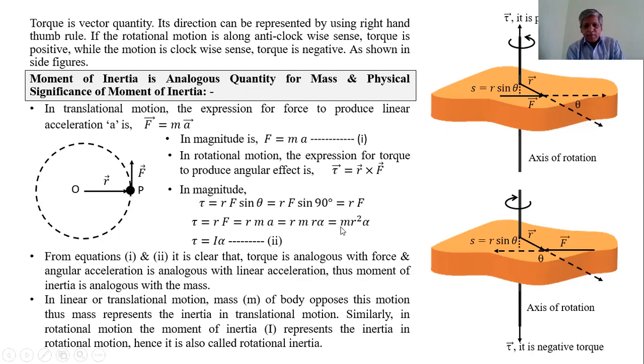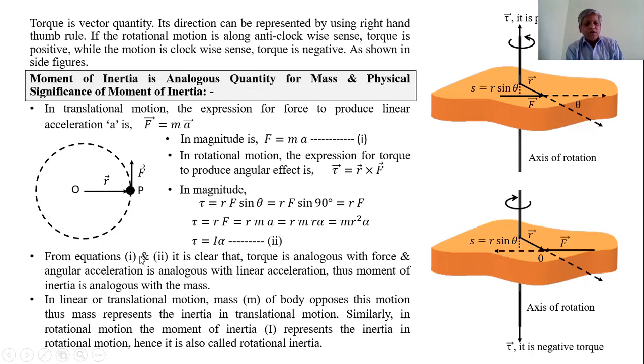Let this m r square be represented by I. Instead of m r square, we write here I. That is called moment of inertia. So the expression for the torque tau is equal to I into alpha. This is the expression for torque tau for a single particle. For a single particle, tau is equal to I into alpha. This is the expression second.